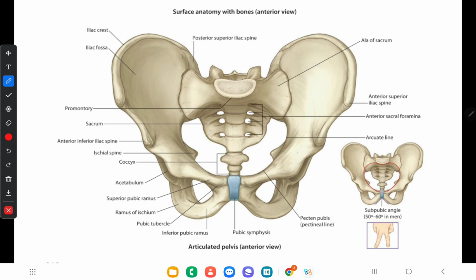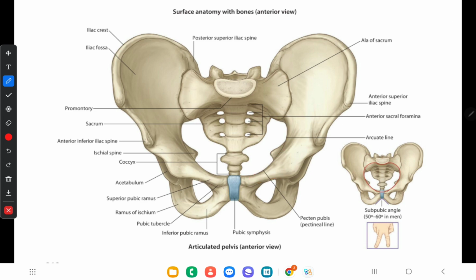Also, in the upper part of the body there is the pubic crest, and at the end of the pubic crest there is the pubic tubercle. Then the superior ramus extends from the pubic tubercle to the iliopubic eminence.